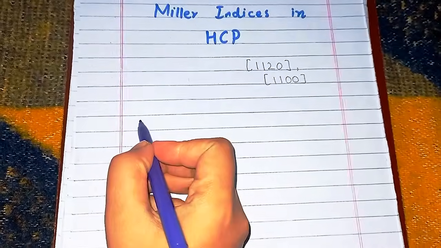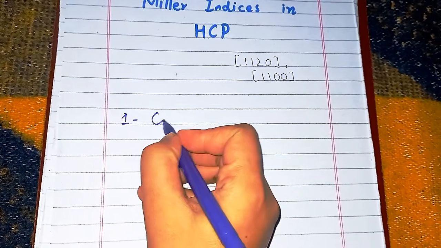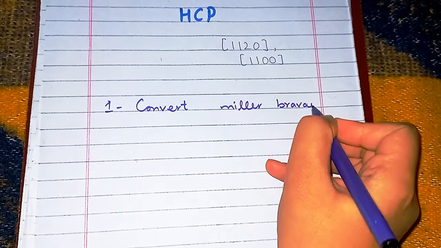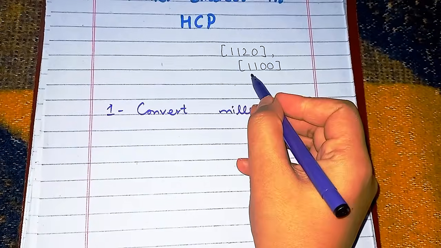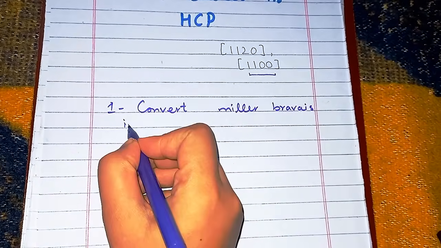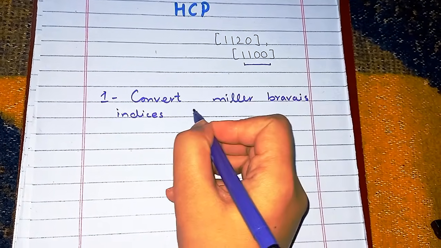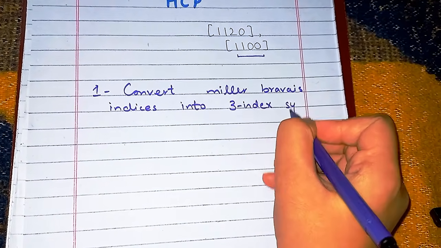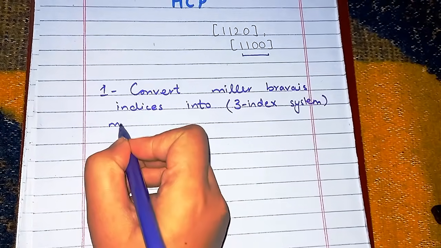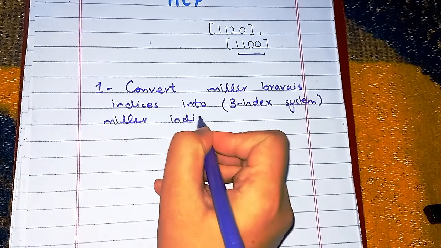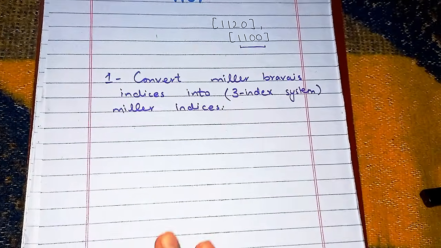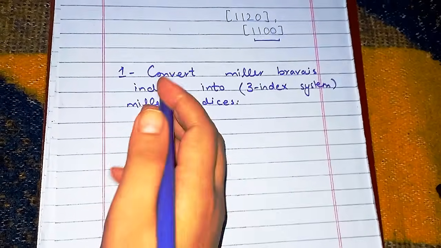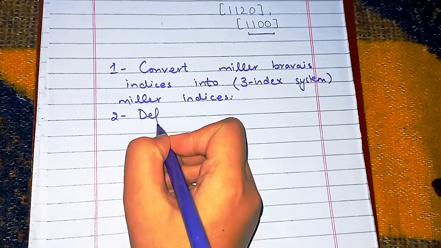The first thing that we have to do is convert Miller-Bravais indices. The 4-index system is known as the Miller-Bravais indices. You first have to convert these Miller-Bravais indices into Miller indices, the 3-index system in brackets. After converting these 4-digit indices into 3-digit Miller indices, what you have to do next is define the coordinate system.